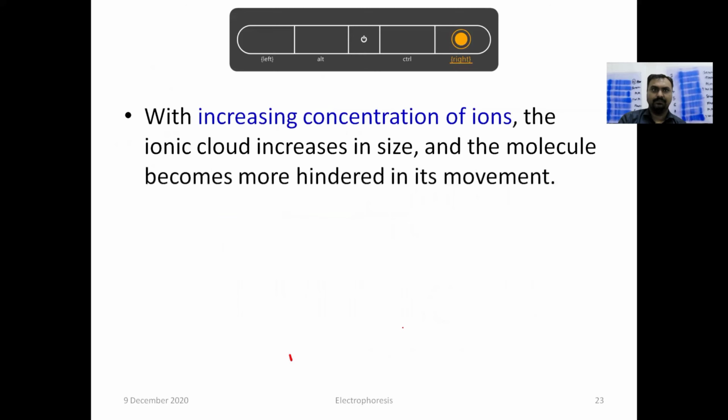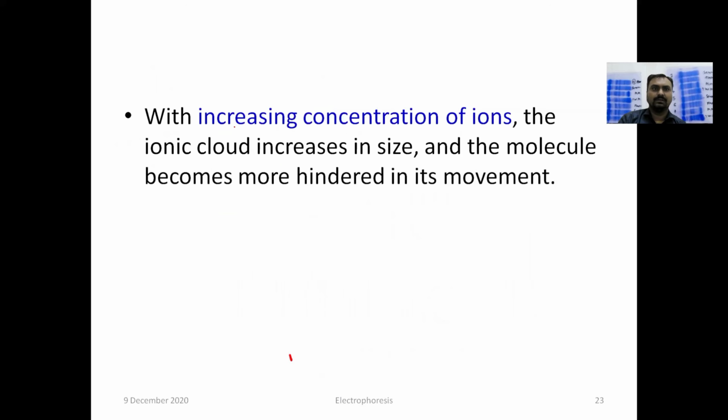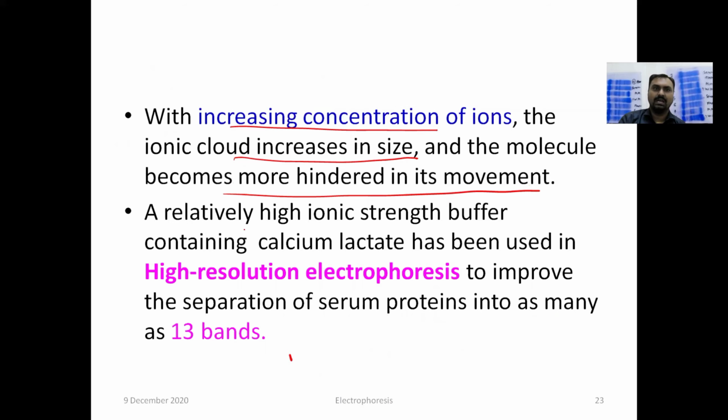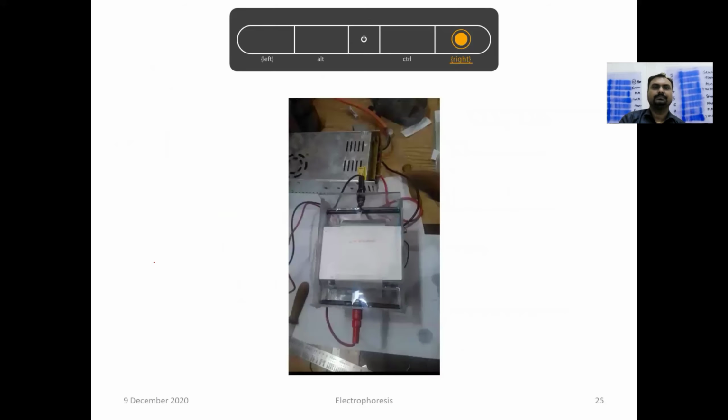Okay, but it may affect the sharpness. So with increasing the concentration of ions, the ionic cloud increases in size and molecules become more hindered. So there is restriction in the movement with the increasing ionic concentration. We use the high ionic strength buffer containing calcium lactate, which gives a high resolution.